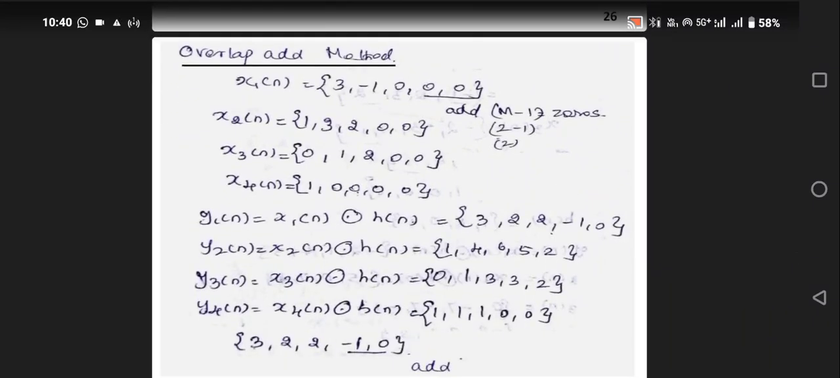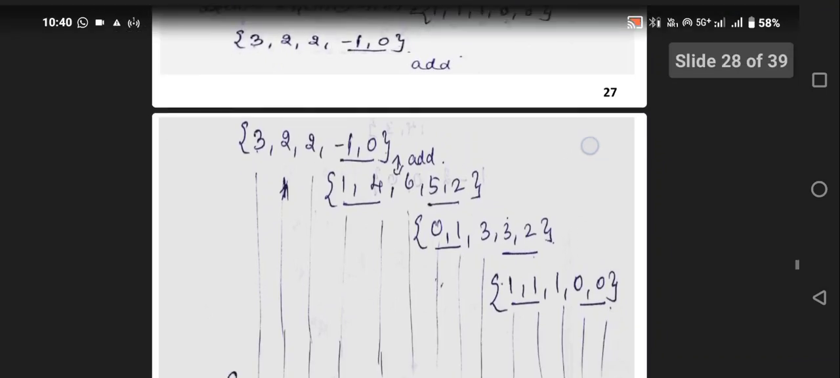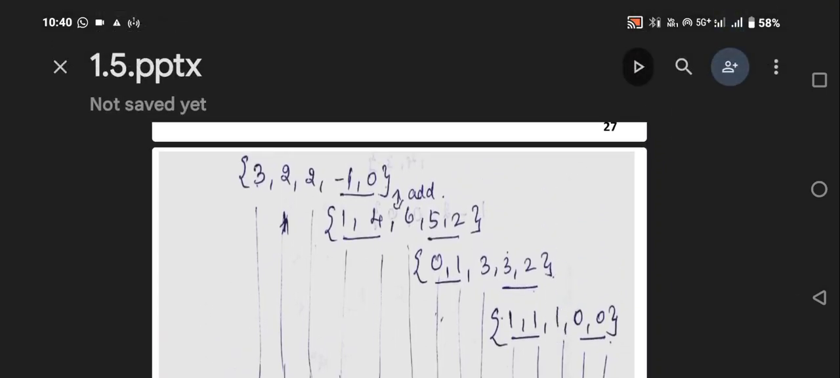In the overlap add method, we are adding M minus 1 zeros. That is, M is equal to 3, 3 minus 1 zeros is nothing but 2 zeros, at the end of each and every x of n. Here also the final answer is the same as that of the overlap save method.